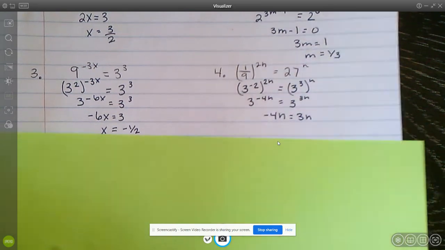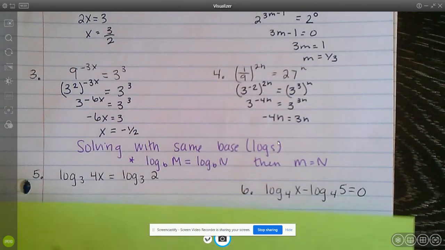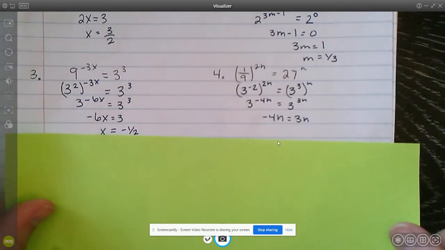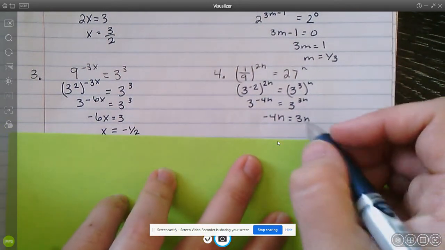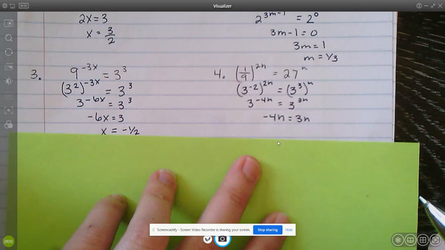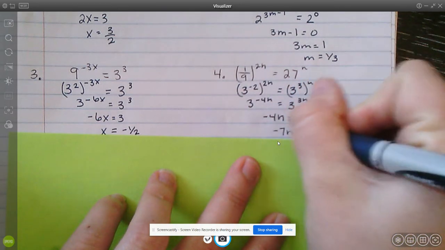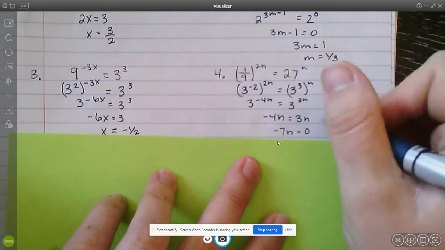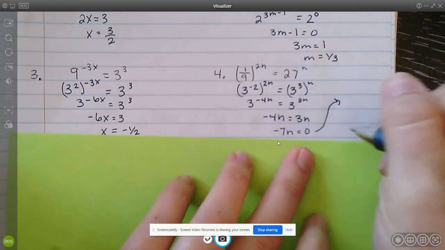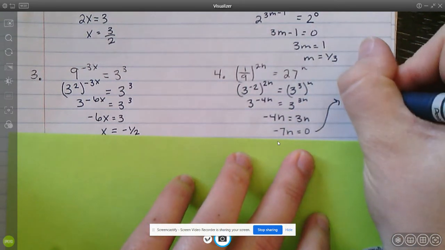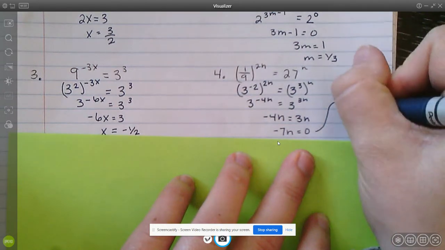And anybody already know what this is going to be? So if I were to subtract 3n from both sides, you get negative 7n equals 0. Divide both sides by negative 7, you end up with n equals 0.